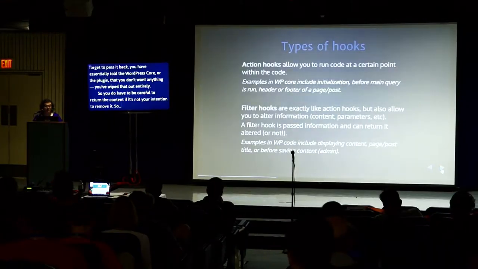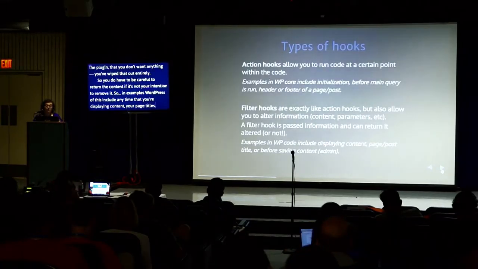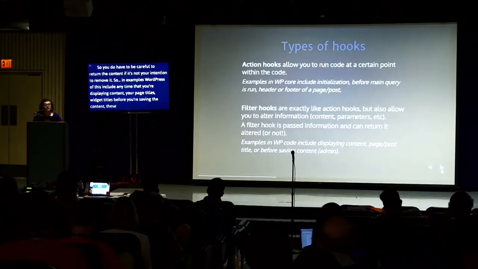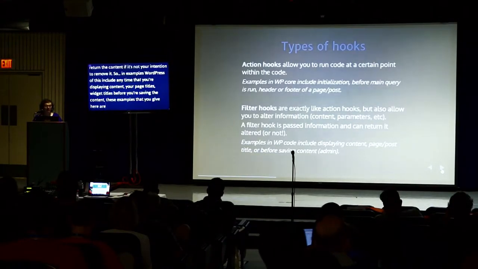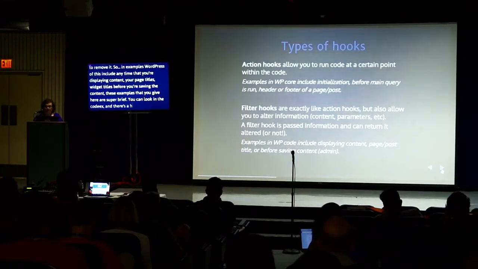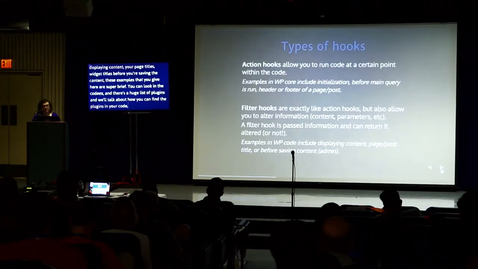Examples in WordPress of this include anytime that you're displaying content, your page titles, widget titles, before you're saving the content. These examples that I give here are super brief. You can look in the codex and there is a huge list of filters. And we'll actually talk about how to find your own hooks that are in the code.